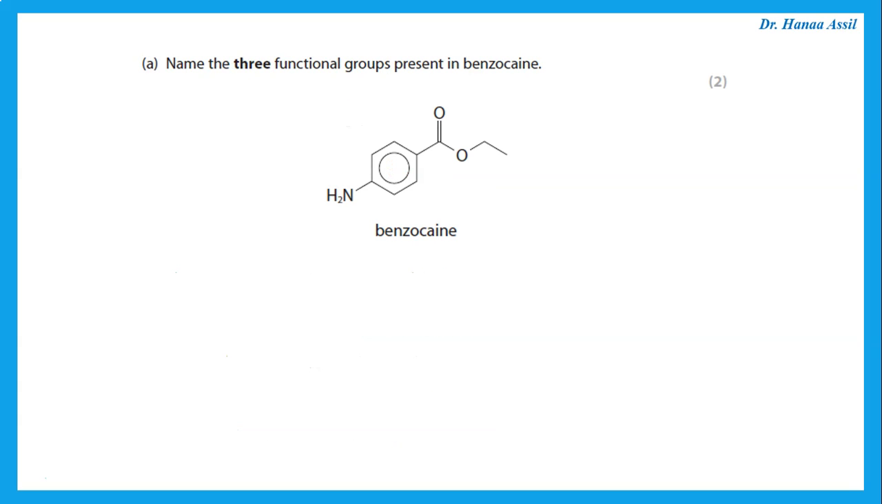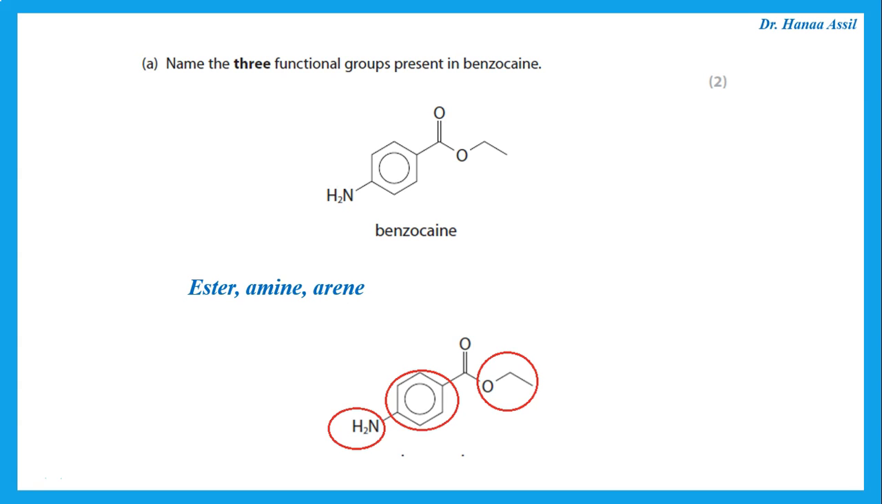We have this compound and he's saying name the 3 functional groups present in this compound. Well, let's see. We have an ester. Can you see where the ester is? That's the C double bond O O something, so that's the ester group on the right. And we have an amine, that's the NH2 on the left. And the benzene ring you can refer to as benzene or an arene group.